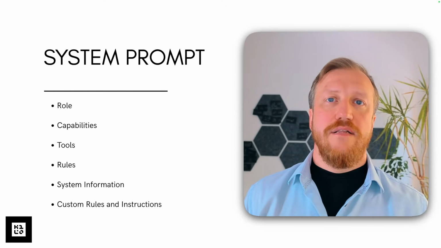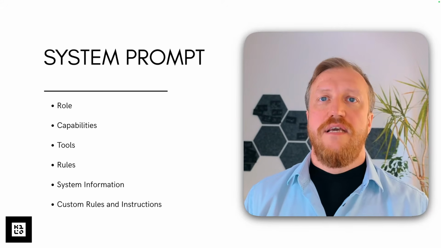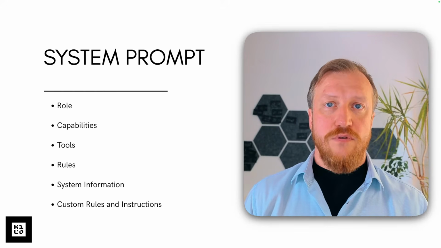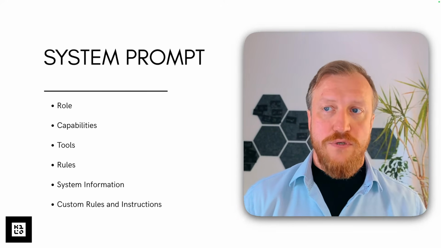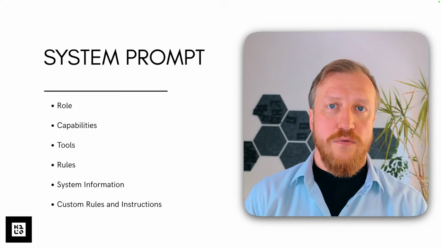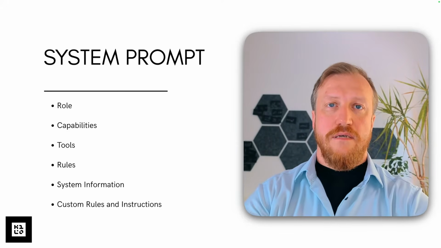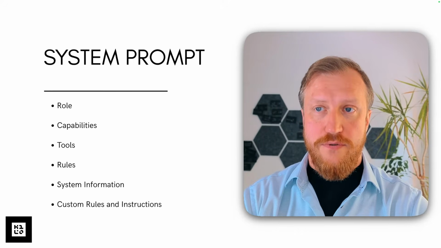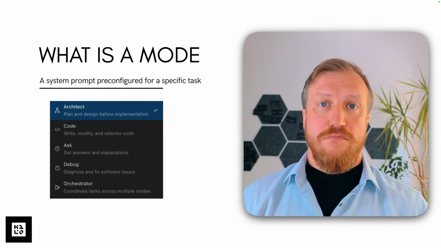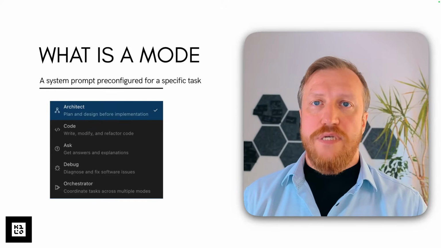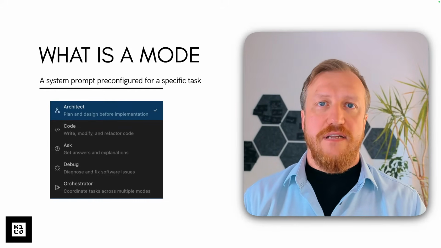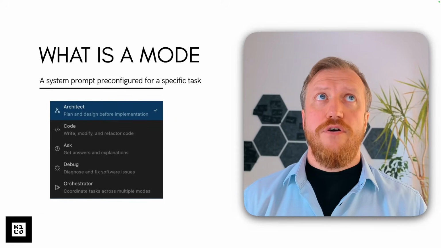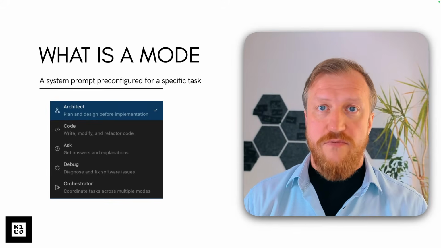Then capabilities explain to the model what it can and what it cannot do. So you can edit files, you can call console commands, you can ask the user questions, all these kinds of things. Tool definitions explain how exactly a model can do it. And rules say what to do, what not to do. We will see it in the next moment, when we switch to Visual Studio Code. So, what is a mode? Basically, a mode is a system prompt specifically designed for doing this or that task.